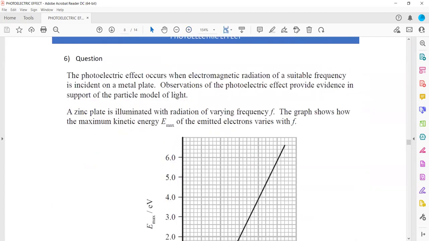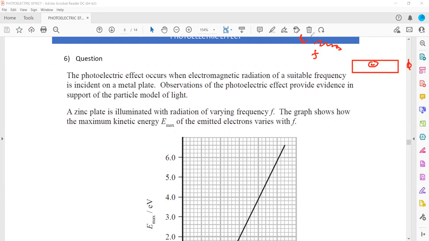The photoelectric effect occurs when electromagnetic radiation of a suitable frequency is incident on the metal. Not all frequencies can remove an electron from the metal surface; there should be a specific frequency which is responsible for this removal of electrons. The minimum possible energy which an electron requires is called the work function.